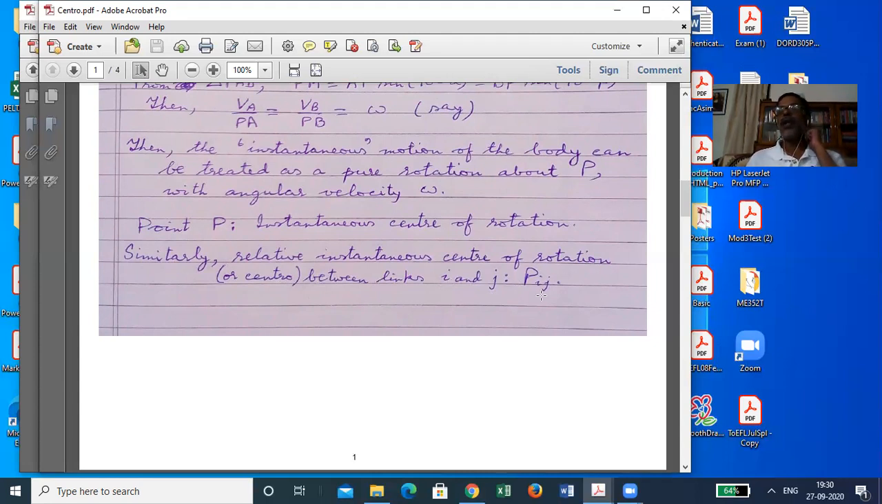So for any two links in planar motion, you can define a centro at any instant. That will be the relative instantaneous center of rotation between those two links. So rather than calling it relative instantaneous center of rotation in one word, you can call it centro. Fine.